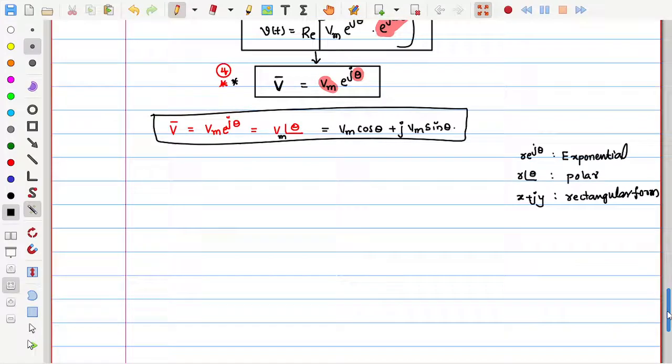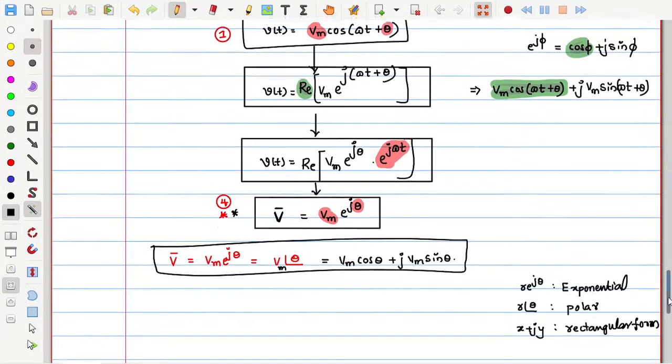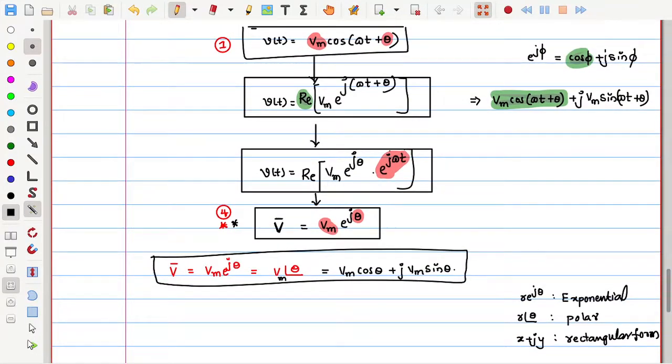So what I am trying to say is that we are neglecting this corresponding portion of the signal. We have a voltage signal. We are neglecting e power j omega t. There is a certain reason for neglecting that. If we neglect that, we will get a much simplified version. So out of this expression, what I am trying to consider in the representation of my sinusoidal is only this portion.